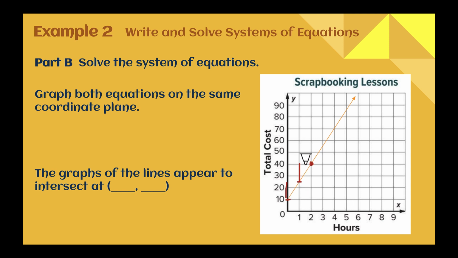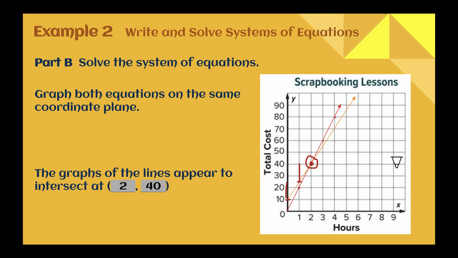2 hours went up 30. So 15 each hour. That was my first line. The second one, $20 per hour. It went up $20 for 1 hour, $20 again for another hour, and so on. Where are my points intersecting? They appear to intersect at 2 hours and $40.